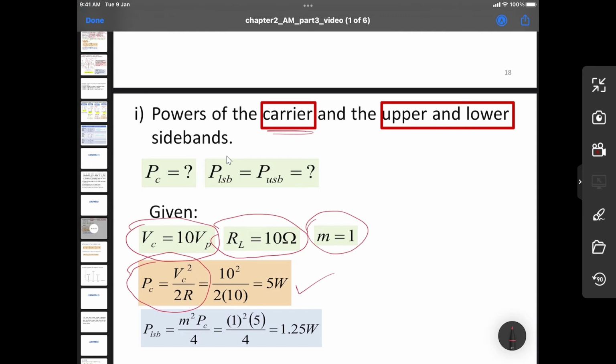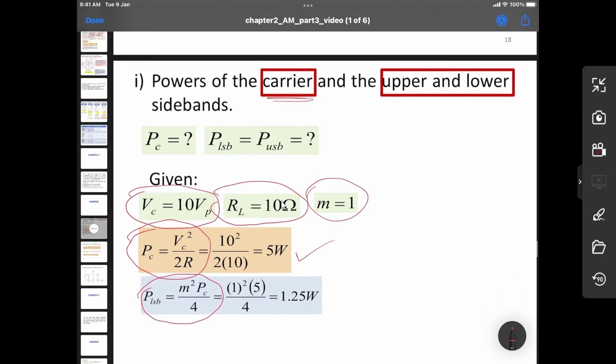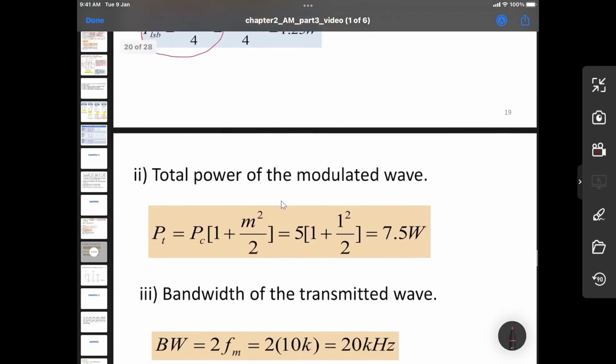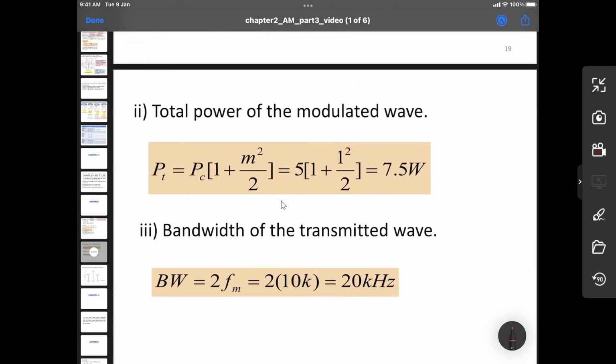Okay, and then for the lower and upper sideband, same thing. You know what is the formula. You substitute into that, you will get the answer. So I think this is just the mathematical skill, so you don't have any problem to substitute that one. The total power is also the same. Just use the total power formula, substitute, you get the answer.